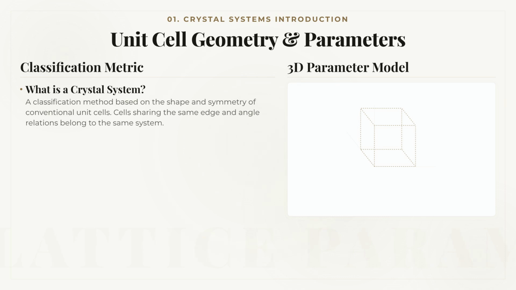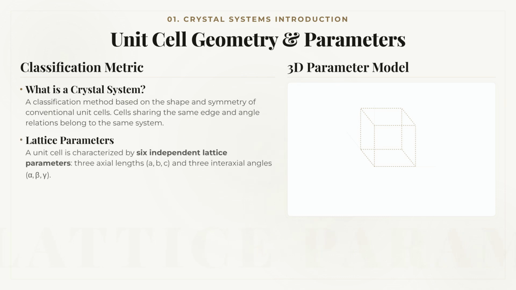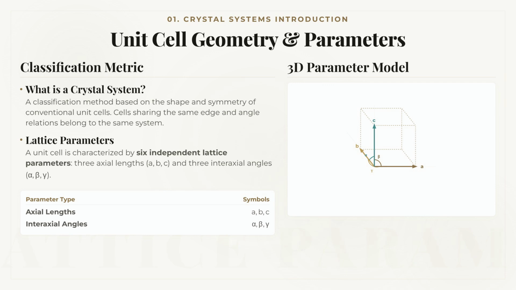A crystal system is a method of classifying crystals based on the shape and symmetry of their unit cells. All crystals that can be described using the same set of relationships among the unit cell edges and angles belong to the same crystal system. A unit cell is characterized by 3 edge lengths, represented by a, b, and c, and 3 interaxial angles represented by alpha, beta, and gamma. Depending on whether these lengths and angles are equal or unequal, crystals are divided into 7 crystal systems.